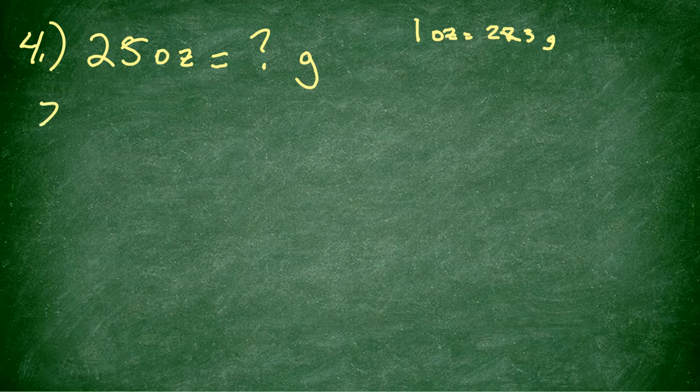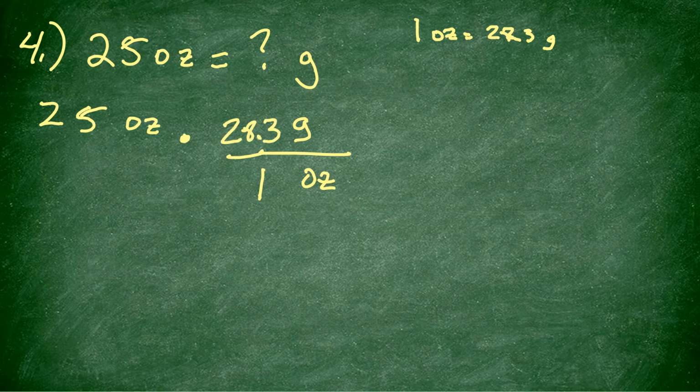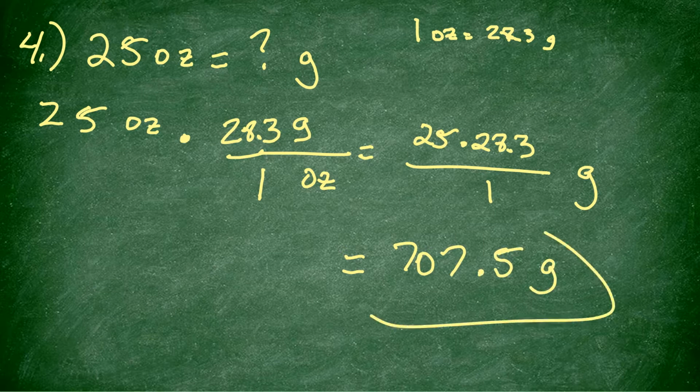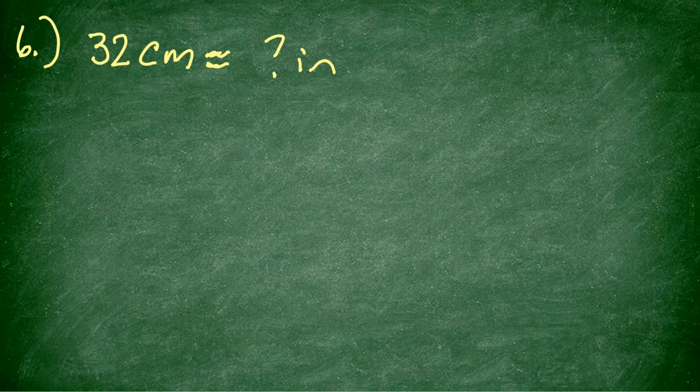All right, so I have 25 ounces times grams on top, ounces on the bottom. See how I always do the labels first, and then I worry about my numbers. Okay, 1 ounce, 28.3. So I end up with 25 times 28.3 all over 1, and that's going to give me my grams. So my final answer is going to be 707.5 grams. And that's it for number 4.